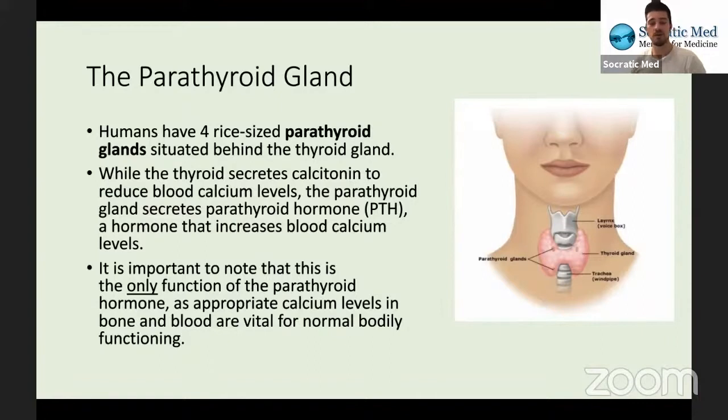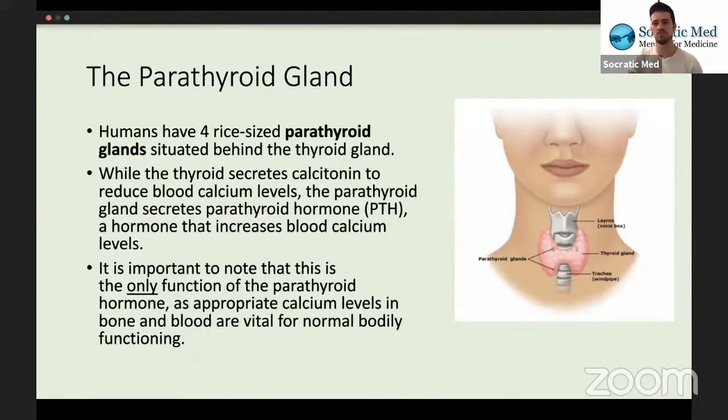Appropriate calcium levels in the bone and blood are vital for normal bodily functioning. So it mitigates blood calcium levels, but it's also important to look at bone calcium levels. When bone calcium levels drop too low, that's how osteoporosis develops. The bones can get brittle, they can break. So these two are pretty important. And like I said before, I think the MCAT pretty often does like to test deficiencies in this sort of calcium system.